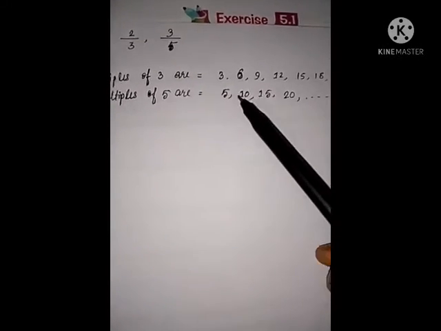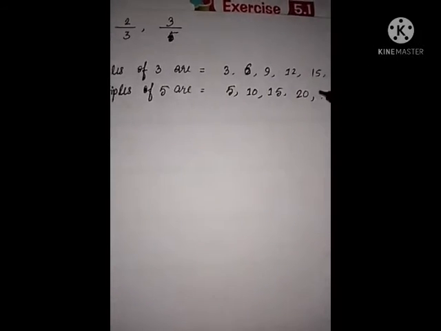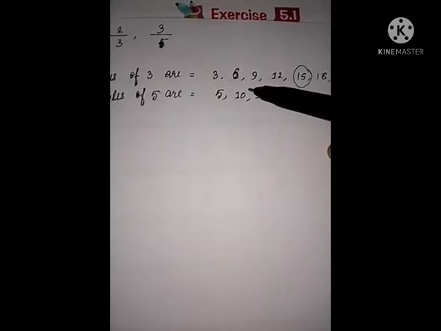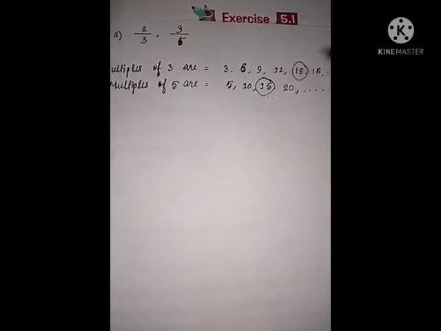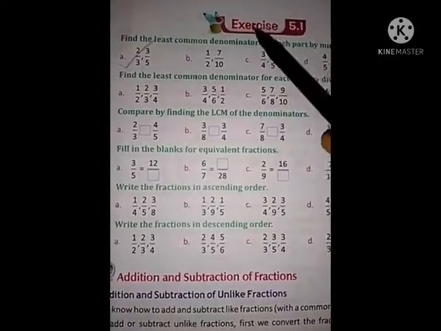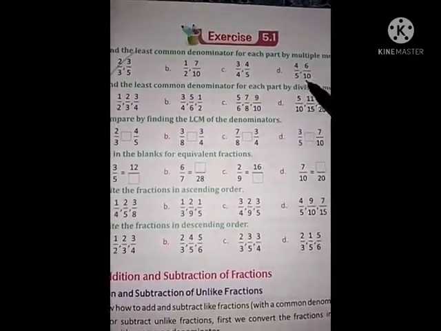See, multiples of 5 are 5, 10, 15, 20 and so on. So here we have to find the common multiples. See, the common multiple here is 15. Okay, so we have to find the least common multiple, meaning the smallest multiple. So here we have got the least common multiple, which is 15. So like this you can use the multiple method to find the LCM of the denominators of the given fractions.